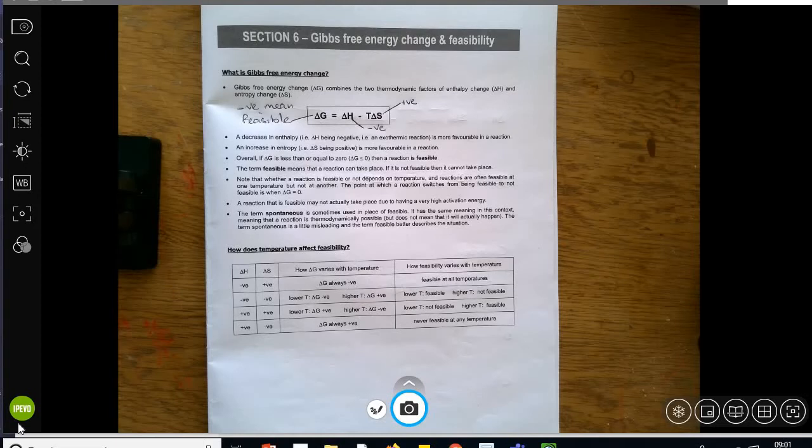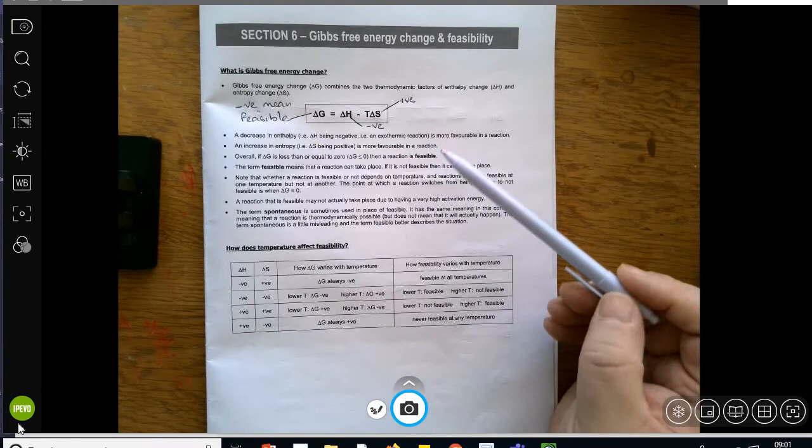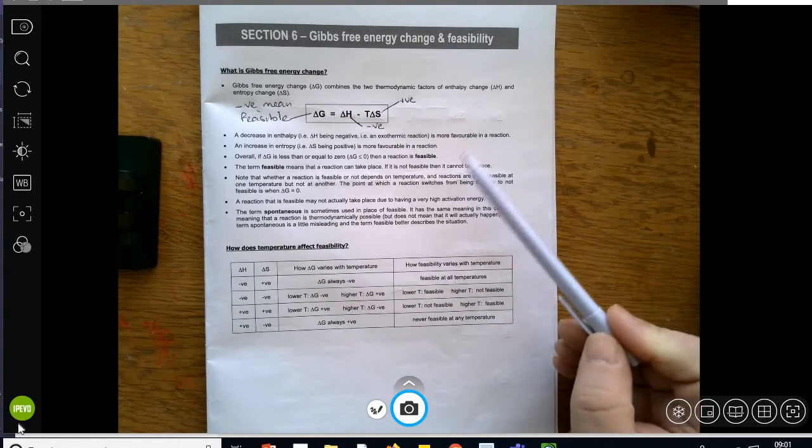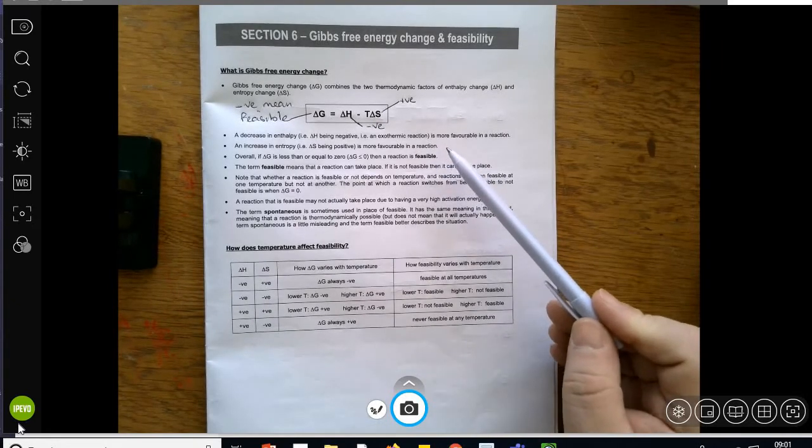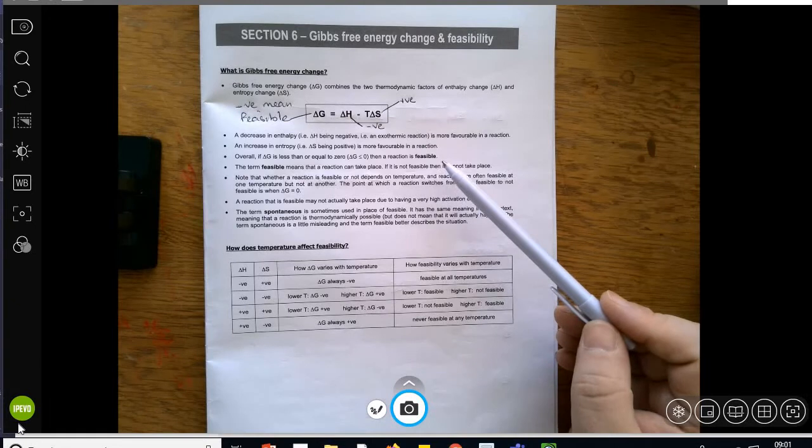Now, a few things, you can read through the notes on this and it's very, very clear. It says a decrease in enthalpy is more favourable in the chemical reaction, an increase in entropy is more favourable in the reaction. Overall, we want the value to be 0 or less for the reaction to be feasible.